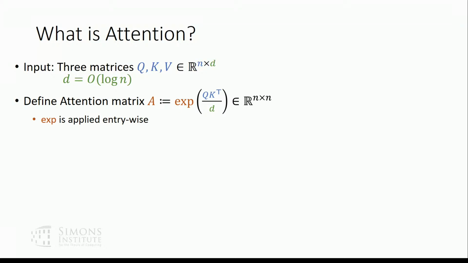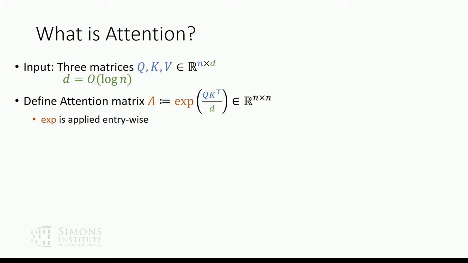You multiply Q times K transpose, so you get a low rank n by n matrix. You divide all the entries by d to rescale it, but then you entry-wise exponentiate all the entries of the matrix. This is sometimes called softmax attention. You're doing a softmax to the entries.